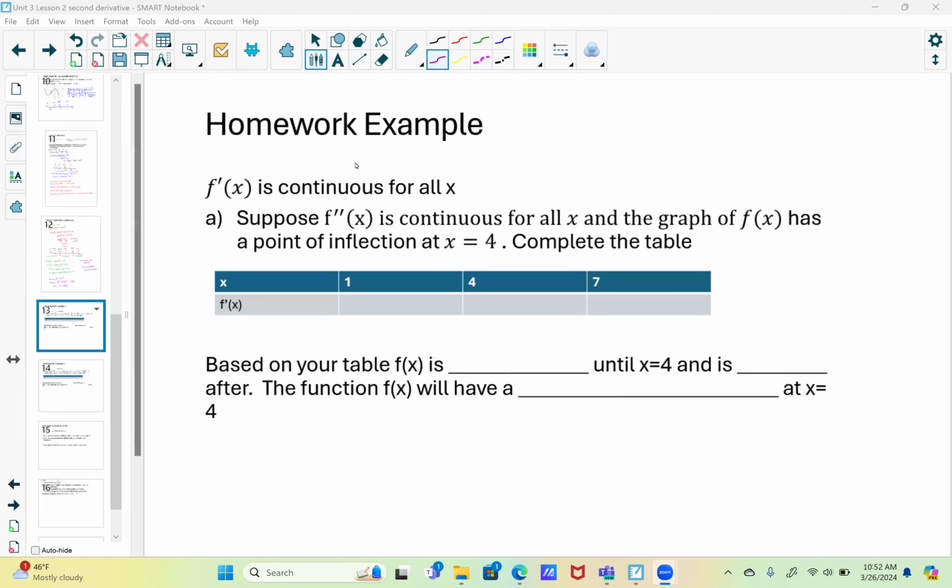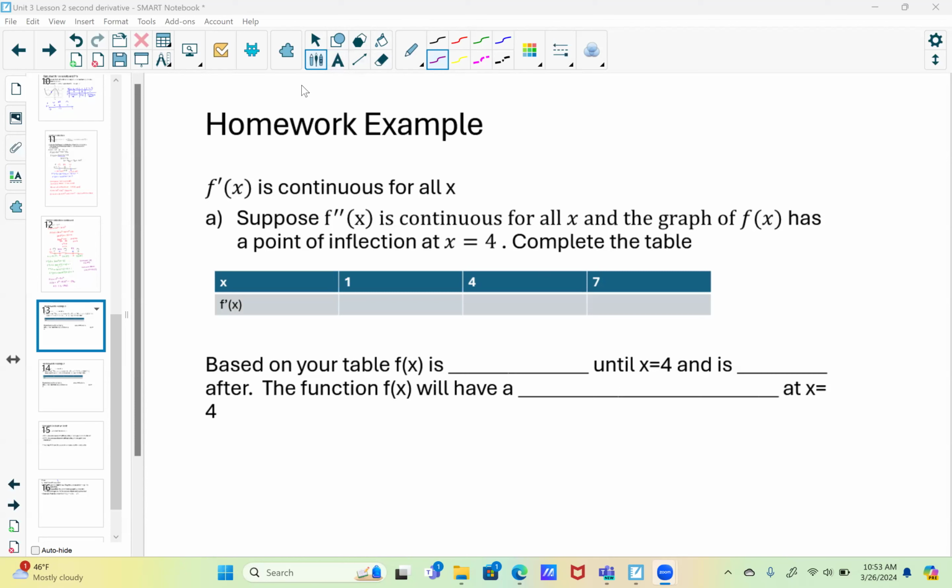So I wanted to look at two homework examples because these questions often give students trouble. So this is on that first and second derivative online homework. And it says f prime of x is continuous for all x. Suppose that the second derivative is continuous for all x, and the graph of f of x has a point of inflection at x equals 4.